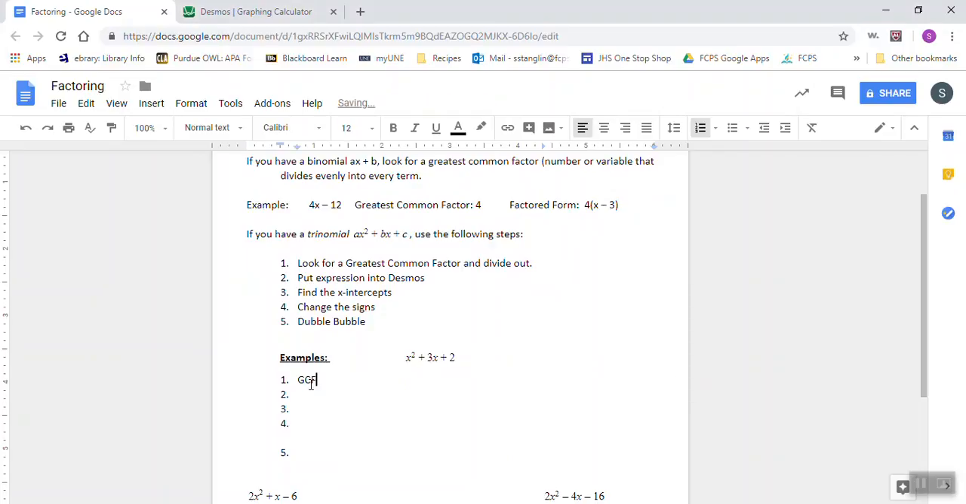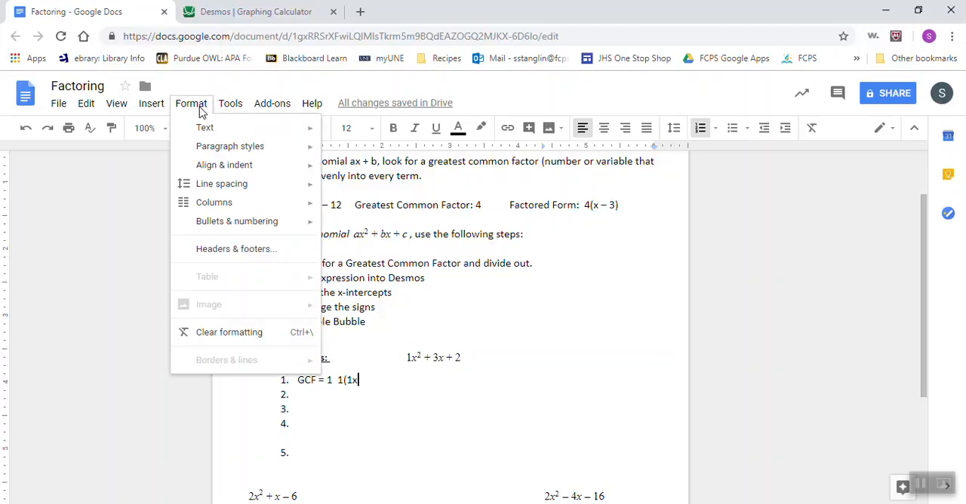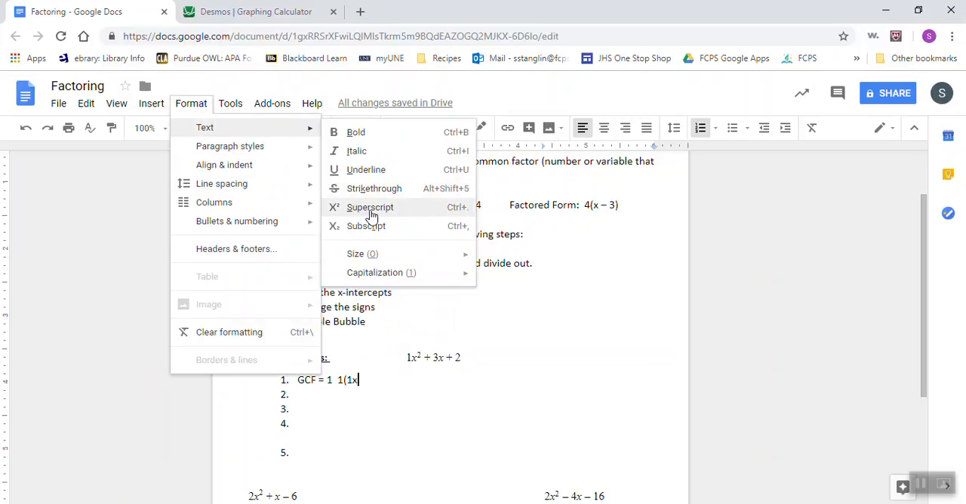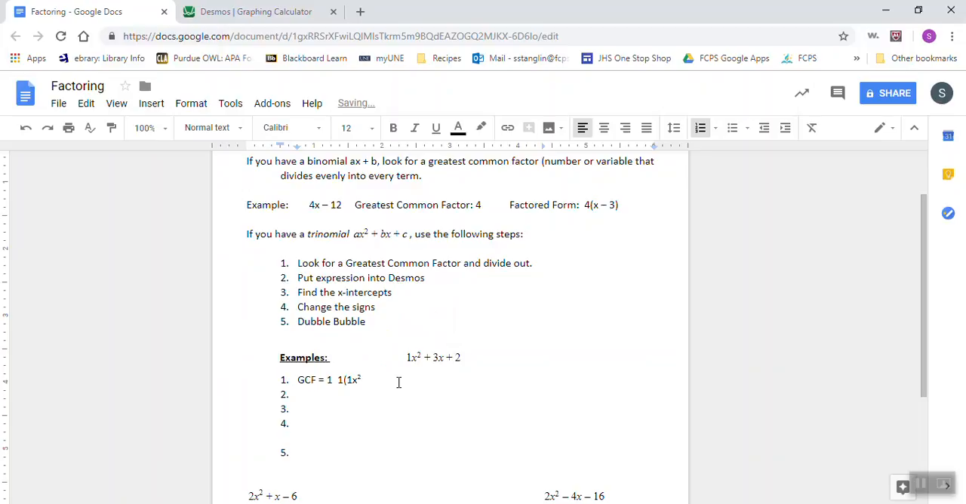So our greatest common factor here, we would put a 1 in front, and then the smallest number, so 1, does divide into everything. So I'm going to factor that out. So 1 divided by 1 is 1. Three divided by 1 is 3. And then 2 divided by 1 is 2. So as you can see, our expression did not change. That's because dividing by 1 doesn't change anything. So if your GCF is 1, you don't need to divide it out.